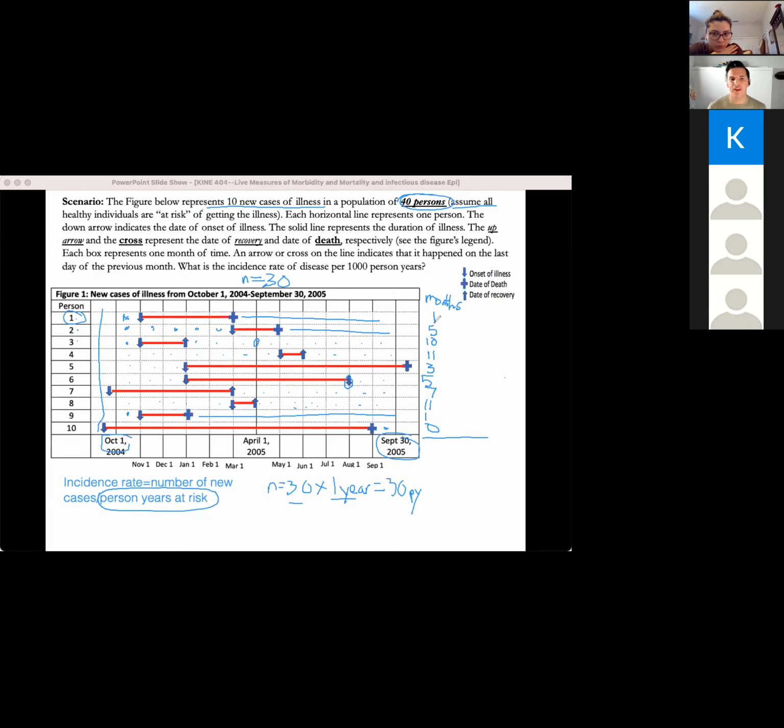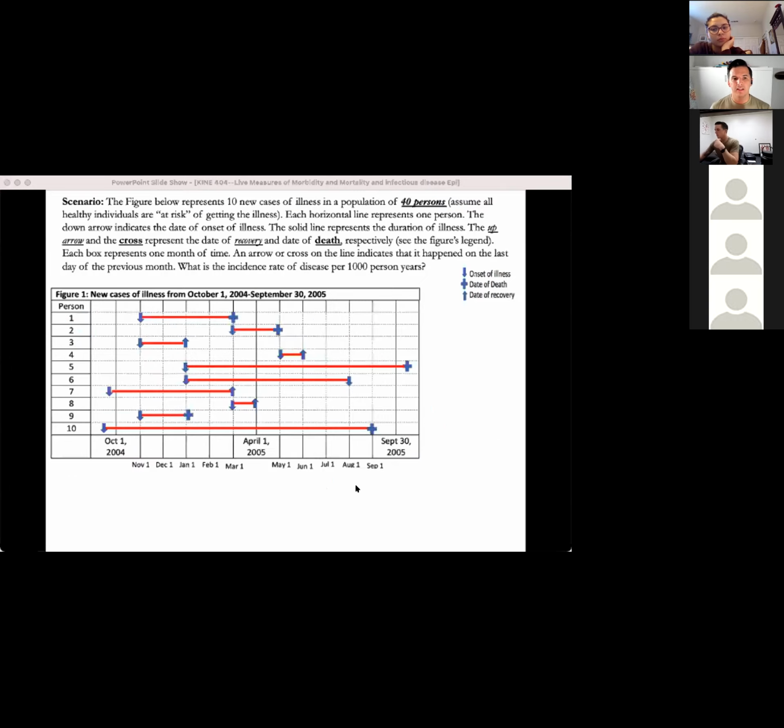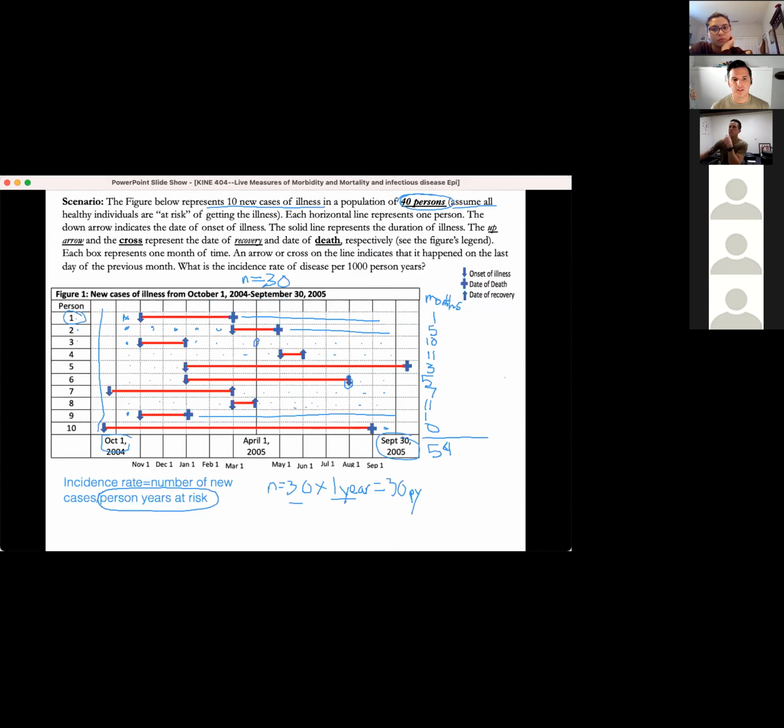So now that I've gotten the number of months that each of these 10 people represent as being at risk, what I do is add all of these up. So I have 6, 16, 27, 28, 29, 35, 42, 52, 53, 54. Hopefully my math is correct. If not, someone correct me. I'm terrible at basic math. So 54 months that are contributed by these 10 people.